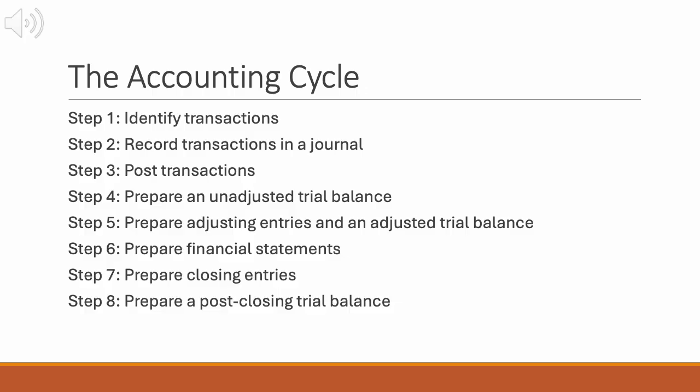Step 4. Prepare an unadjusted trial balance. After posting, we check our math with a trial balance. We list all the accounts and make sure that total debits equal total credits. If they don't, something went wrong.